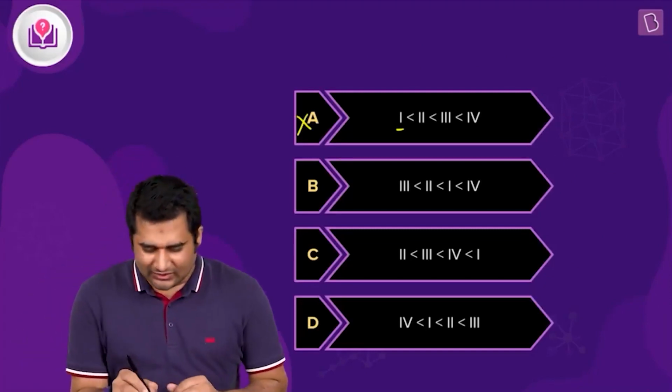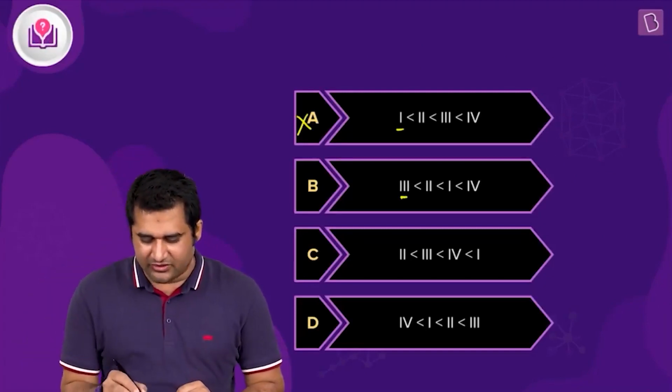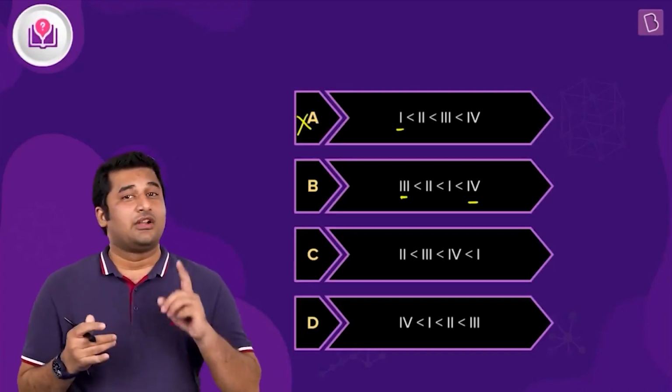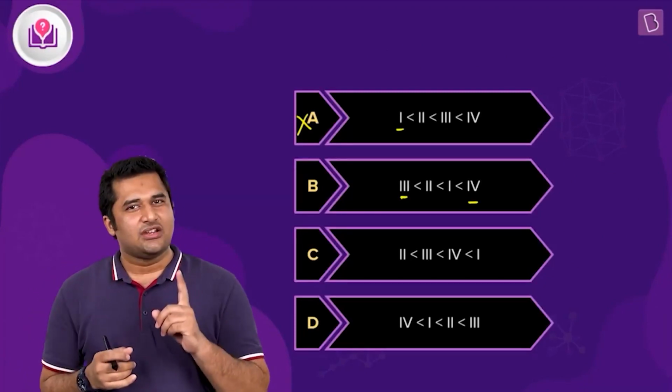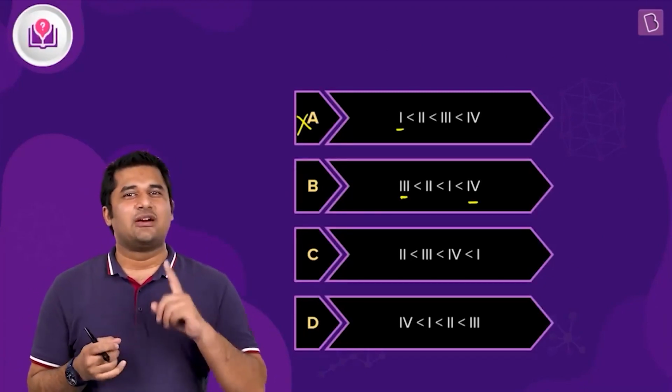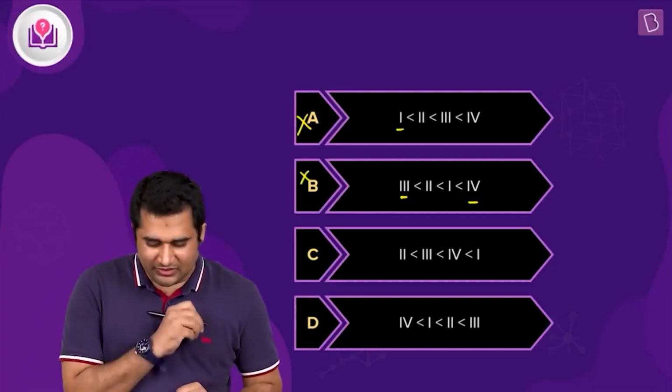Moving to option B, it says third has the least heat of hydrogenation and fourth has the maximum. But we know that the maximum is for option 1, or you can say the maximum is for compound 1. So this also cannot be the answer.